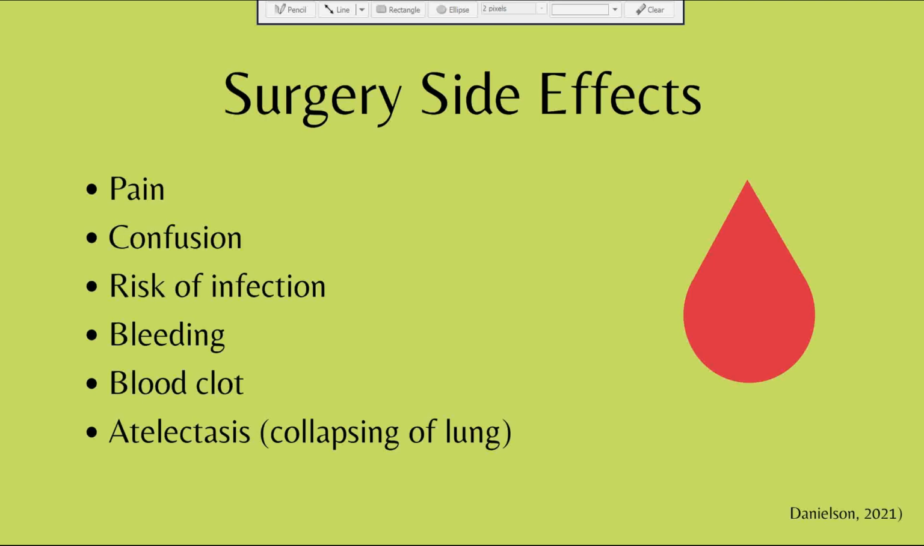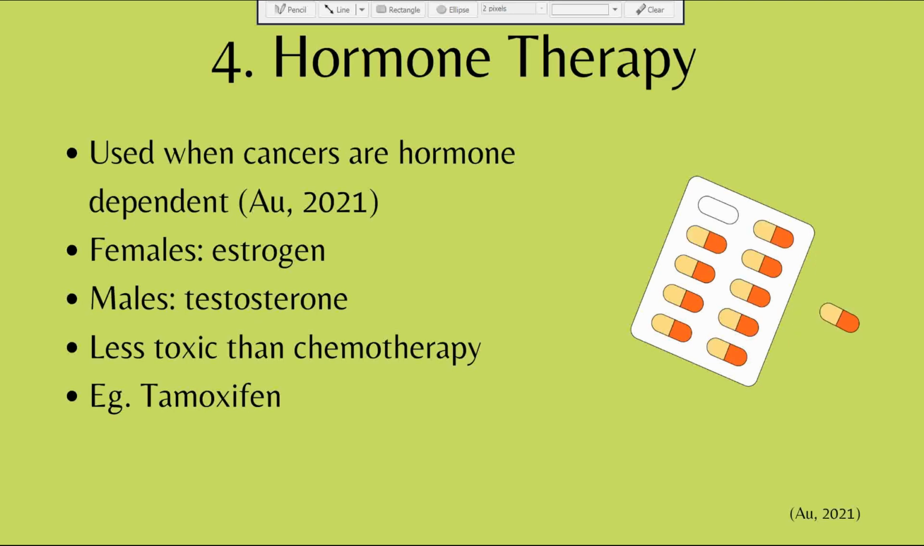The fourth type of treatment is hormone therapy. It is used when cancers are hormone dependent. It involves synthetic hormones, which are used to stop cancer from growing. The side effects include fatigue, constipation, diarrhea, hair thinning, worse memory, headaches, mood swings, and depression.